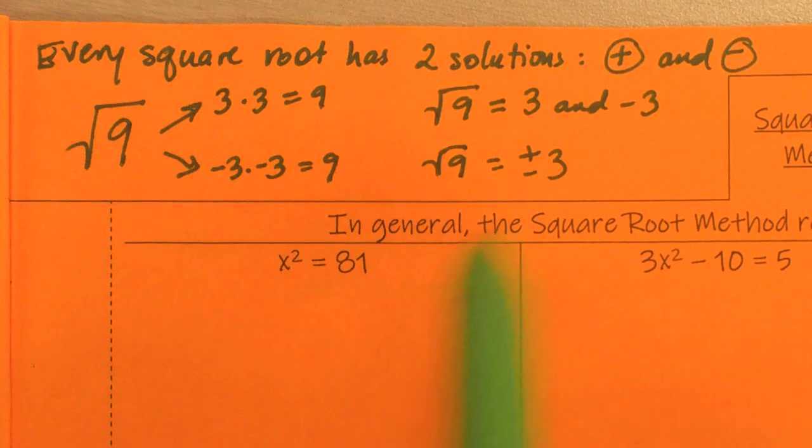What questions do you have about this, about the square root having 2 solutions? Yes, ma'am? How come when you put it in a calculator, it just gives you the positive answer?